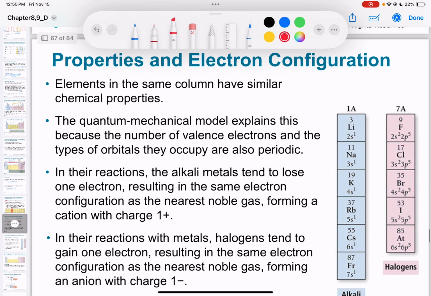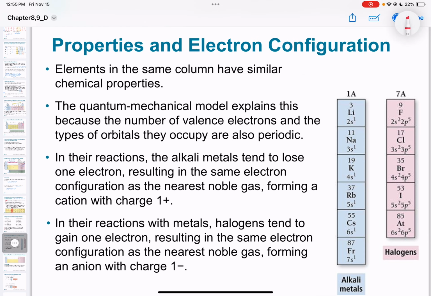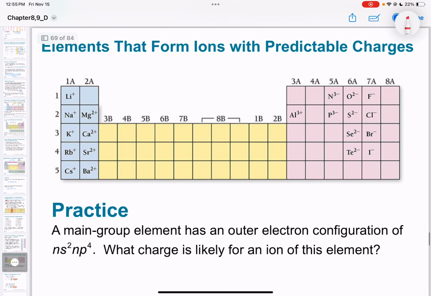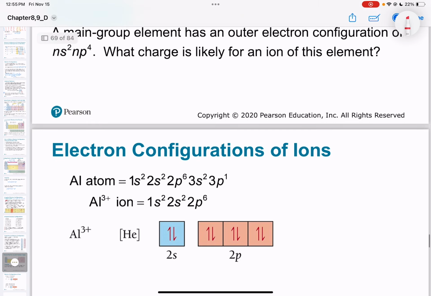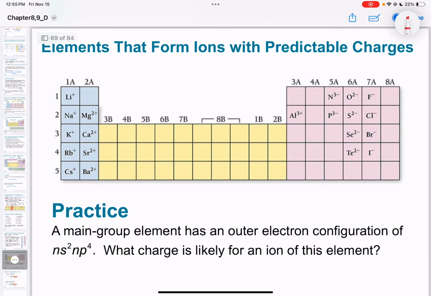We've talked about this extensively, the fact that things in the same column have the same properties because their valence electrons have such similar electron configurations. And then the last thing we need to talk about is ions. Oh, we did kind of talk about this already. This is related. Yeah, that's the next one. This is why they form the ions they do.